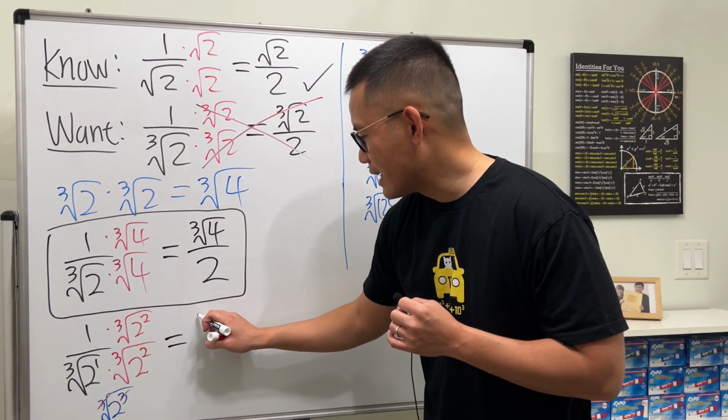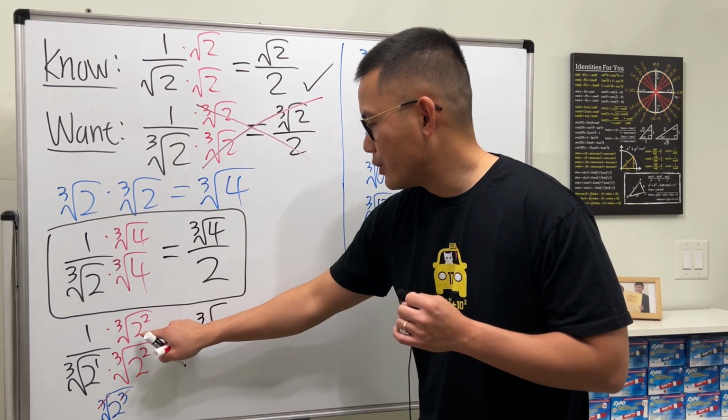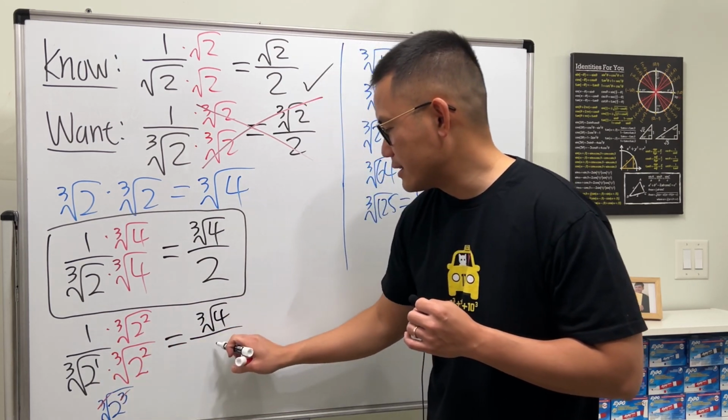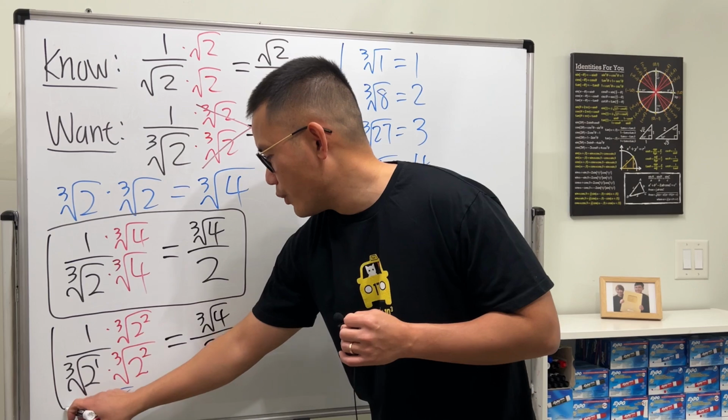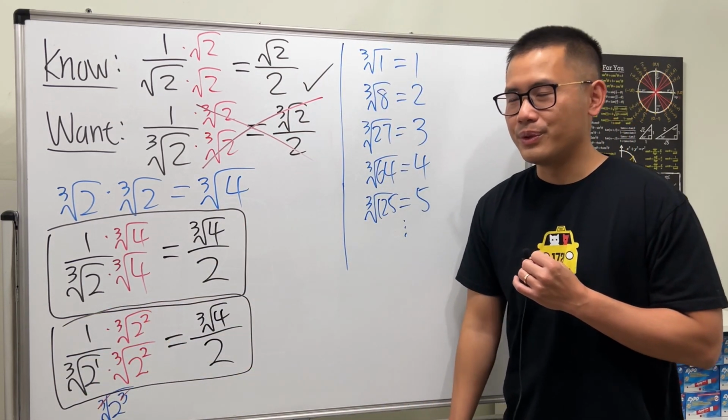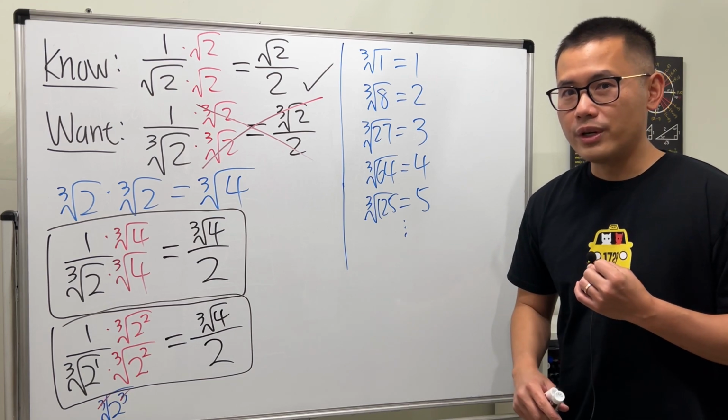And on the top, you just have cube root of 2 squared, which is 4, over the bottom is just a nice number 2. So one way or the other for you to think about it. Now let's do a few more examples.